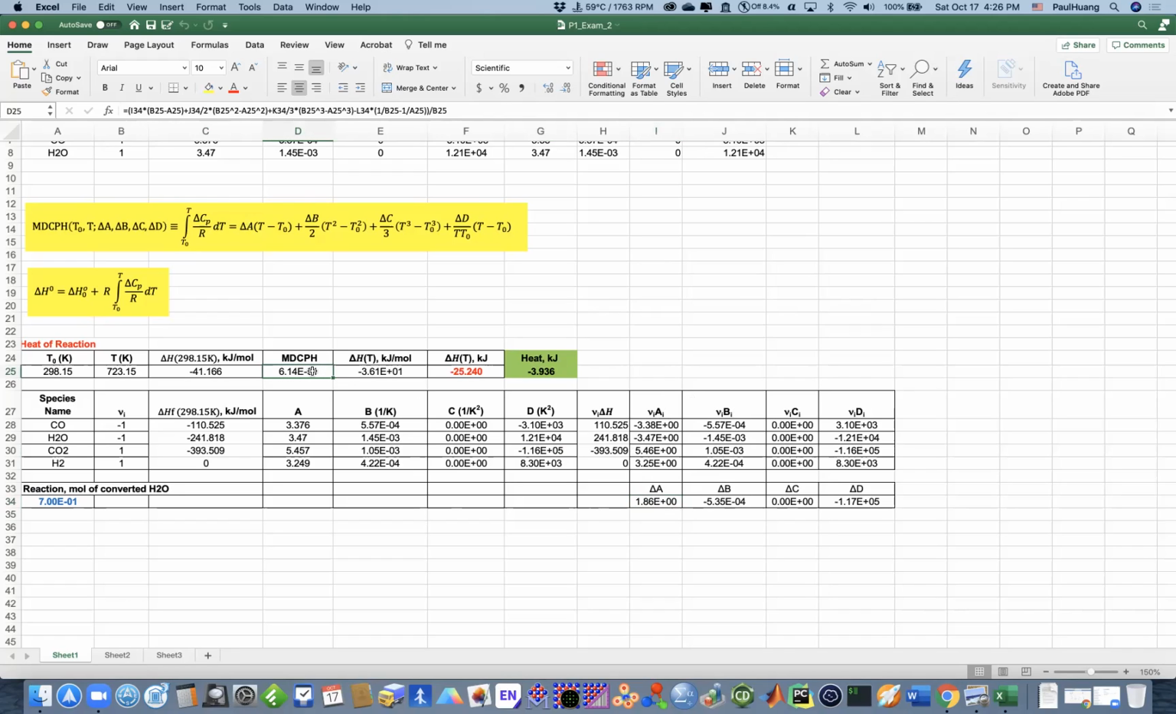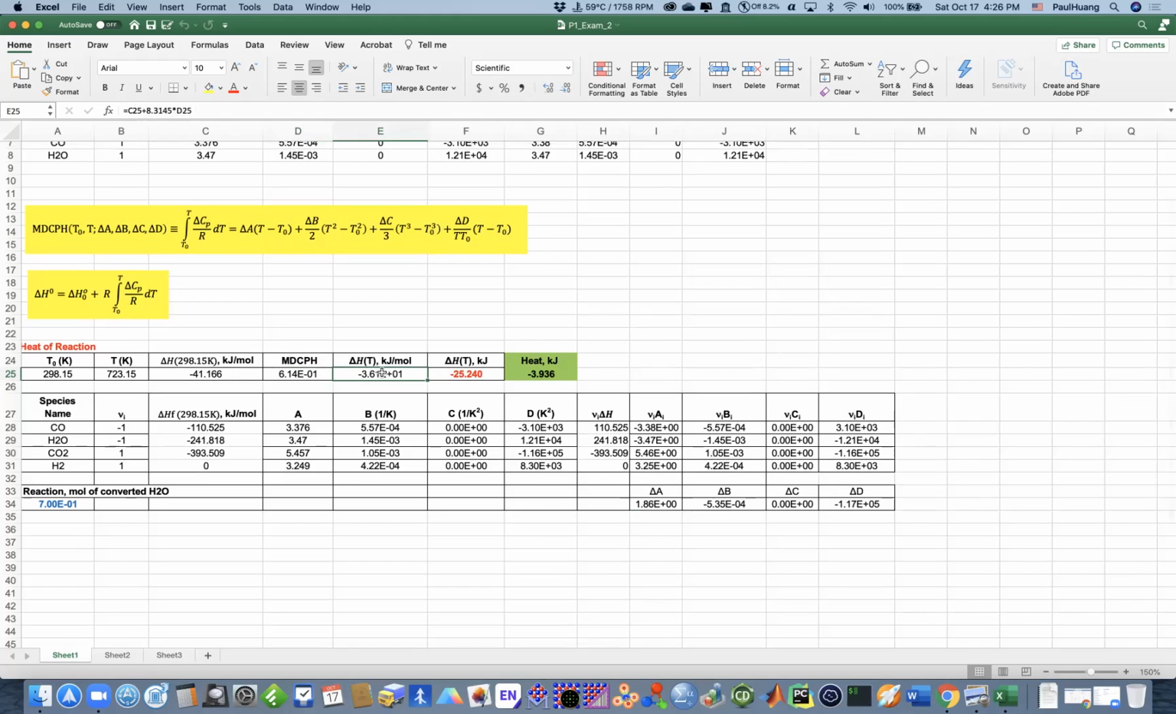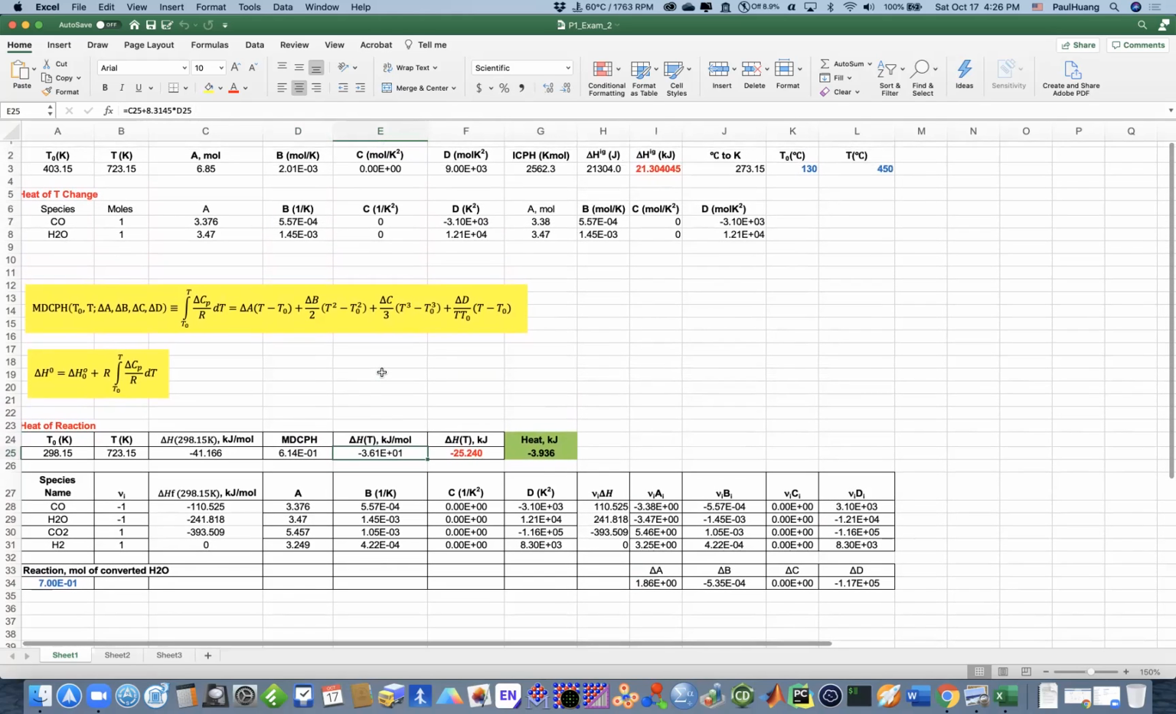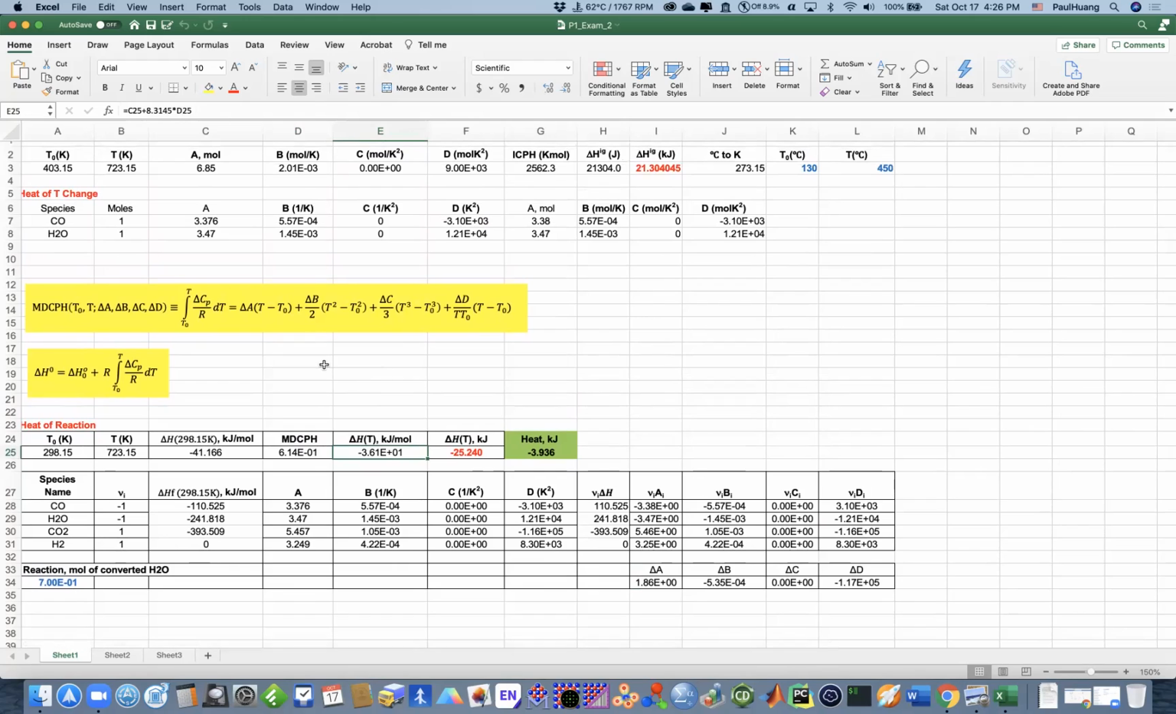Then you put them together, you receive this heat due to the temperature increase over there. And then this would be when you add the standard state heat of reaction and this amount of energy due to the temperature change. So that should be your energy value for the reaction.